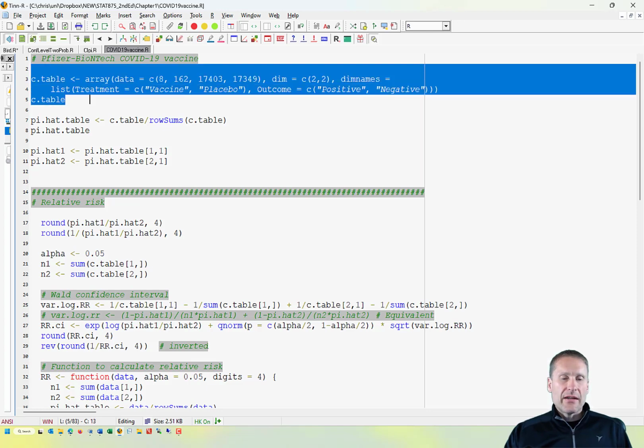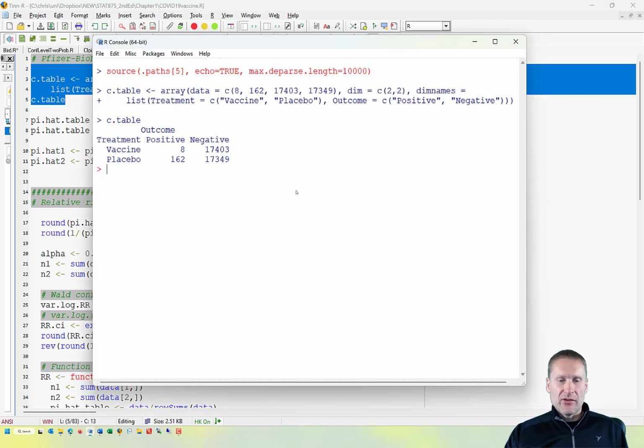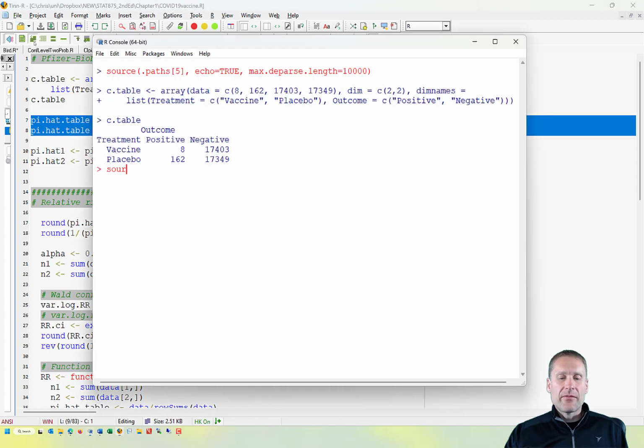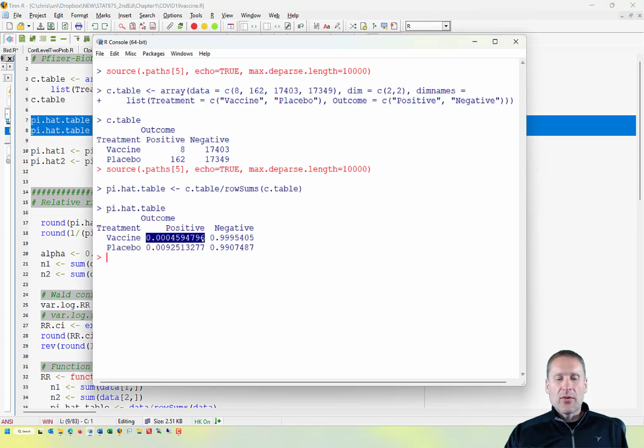I put that again into C.table, and there's my contingency table. Similar to what we saw with a previous example, I can find my pi.hat table. So for example, the estimated probability of being positive for COVID-19 during this clinical trial period, given that you received the vaccine, is 0.00045. Here the same thing is for the placebo. So this is my pi hat 1, this is my pi hat 2.